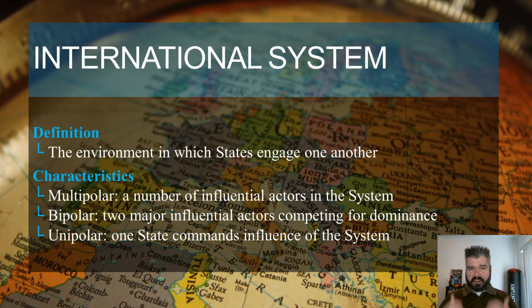So let's dive into the international system. The international system is the environment in which states engage one another. Remember, when I say states in this lecture, I'm referring to nations. So the international system is the environment in which nations interact with one another. There are some characteristics we need to discuss: multipolar, bipolar, and unipolar. Multipolar is a host of influential actors within the system. There are a host of other nations that are influential within this environment in which we engage with one another.